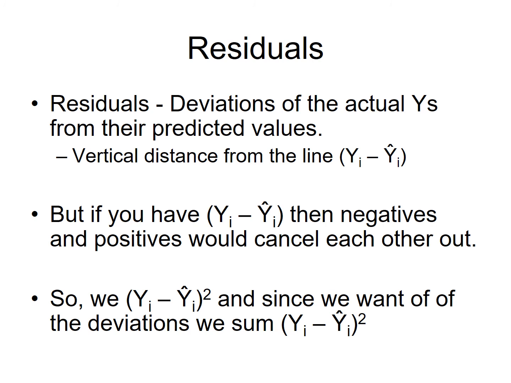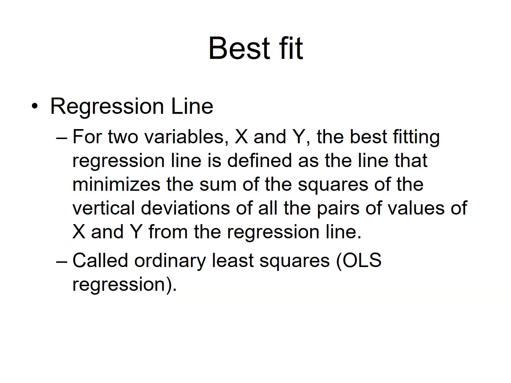So residuals are the deviations of the actual y's from the predicted value, the vertical distance from the line, y_i minus y hat_i. But if you just sum y_i minus y hat_i, the negatives and positives would cancel each other out. So we square it to make sure it's not negative or positive, and then we sum the deviations. The best fit line is the regression line, with two variables, x and y. The best fitting regression line is defined as the line that minimizes the sum of the squares of the vertical deviations of all the pairs of values of x and y from the regression line. It's called ordinary least squares, or OLS regression.